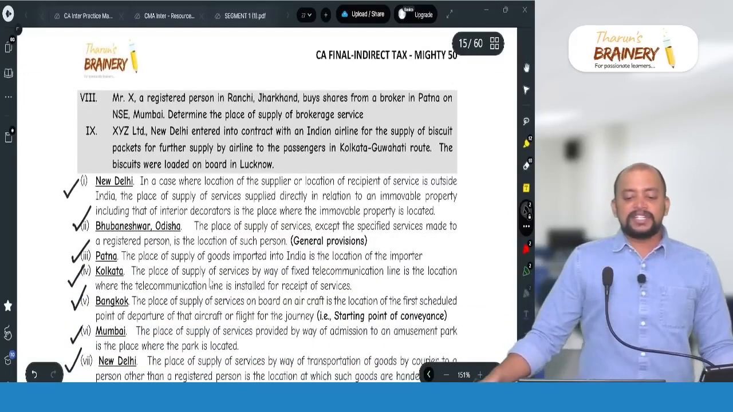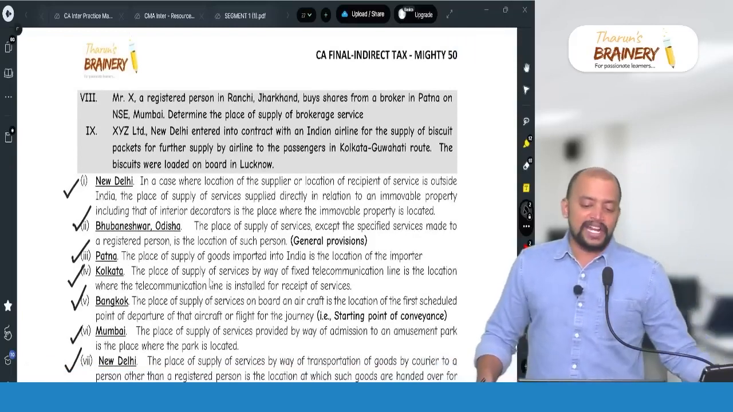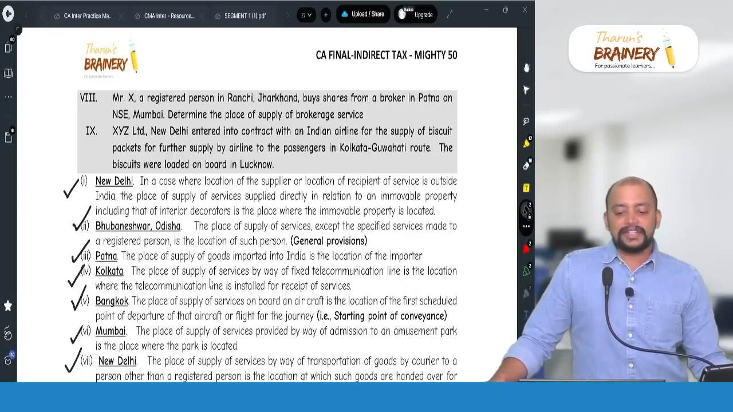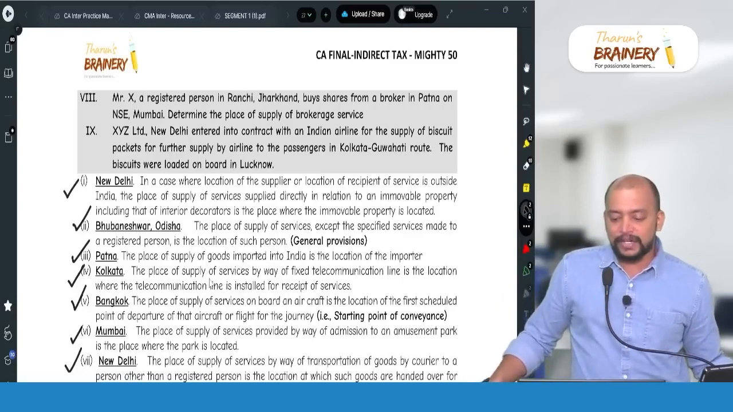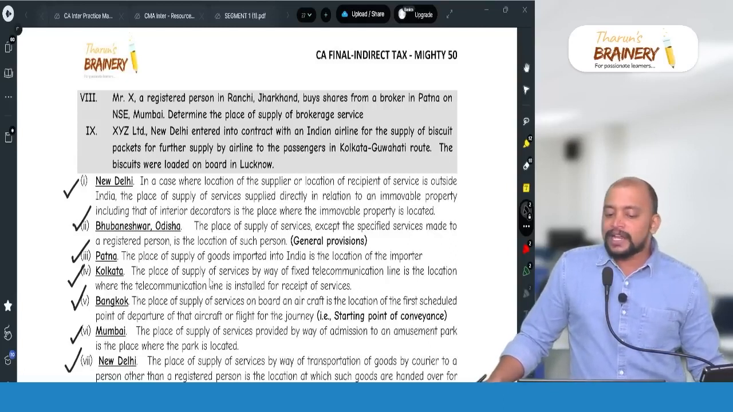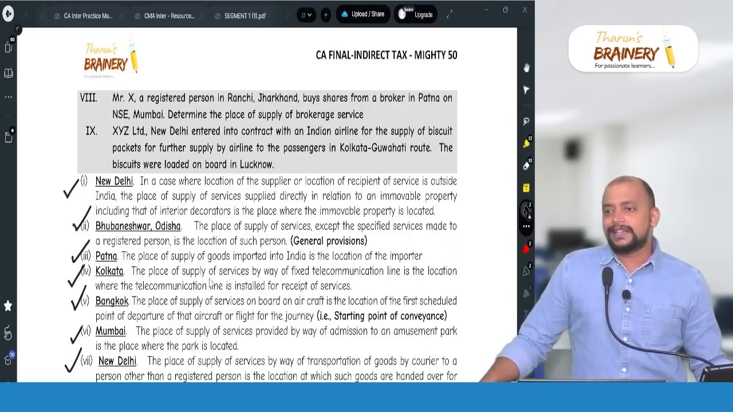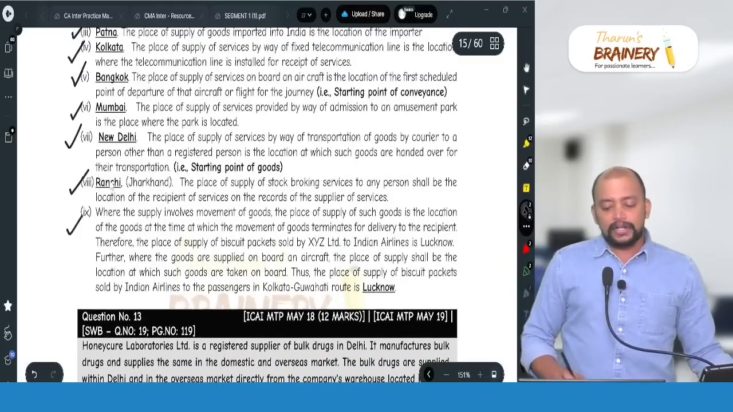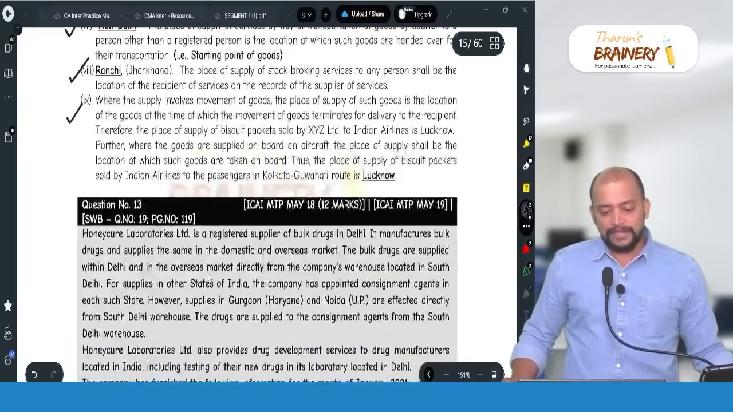Then XYZ Limited, New Delhi, entered into contract with an Indian airline for supply of biscuit packets for further supply by airline to passengers in Kolkata Guwahati route. The biscuits were loaded on board in Lucknow. Now in that case, as per section 10(1)(e), the starting point of the goods. So the starting point of the goods is Lucknow. So that will be taken as the place of supply.